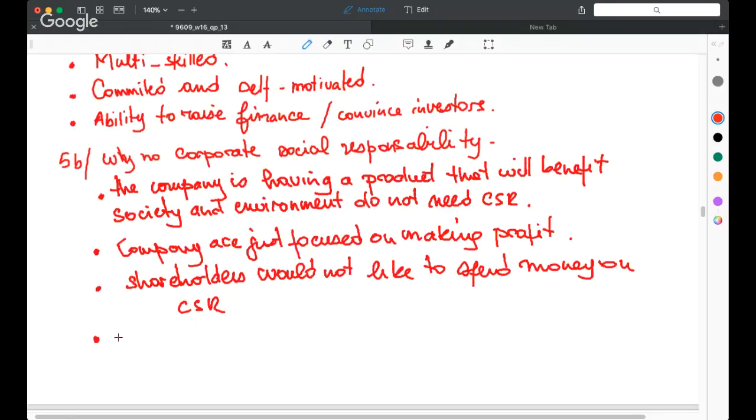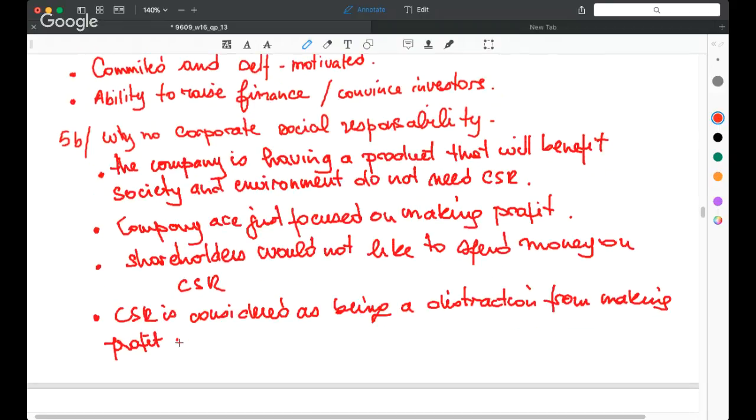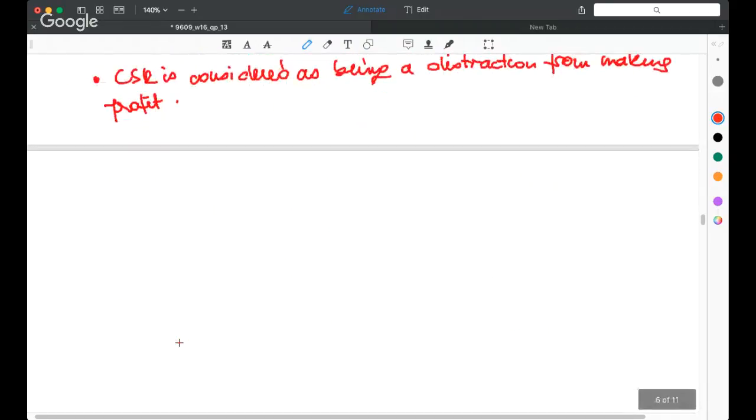Sometimes CSR is considered as being a distraction from making profit. Okay? We already talked about companies that are doing already good.